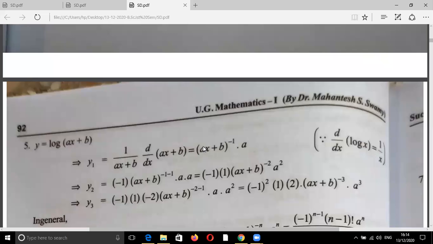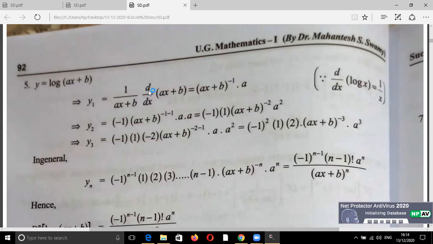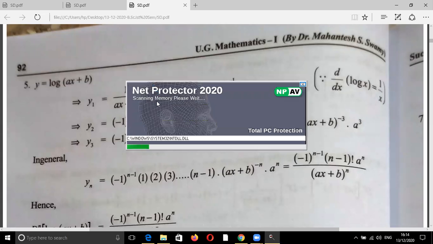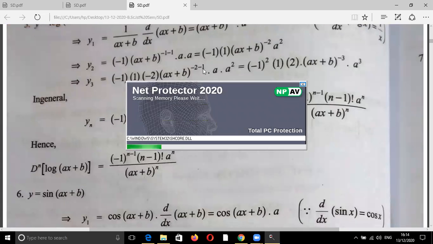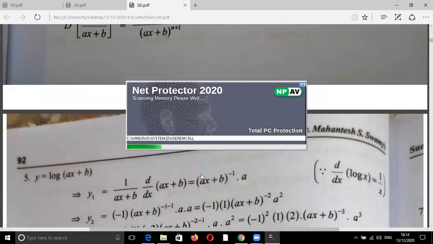Now the next one is y is equal to log ax plus b. Already you know, if y is this, then you have to find out the nth derivative. Here also the same process you are doing: first you get y1, then y2, then y3. Y1 means if you differentiate y, you will get y1. Now the derivative of log x is 1 by x, and then the inner derivative is d by dx of ax plus b, so the inner derivative is a.